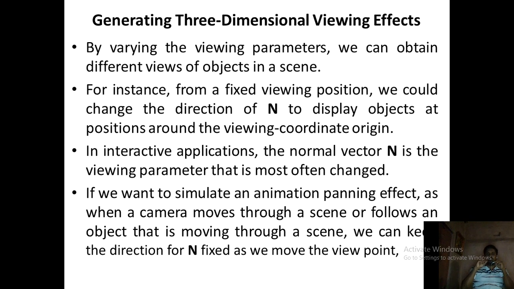In an interactive application, the normal vector n is the viewing parameter that is most often changed. Here in real life, whenever you are taking an image of a tree, what will you do?